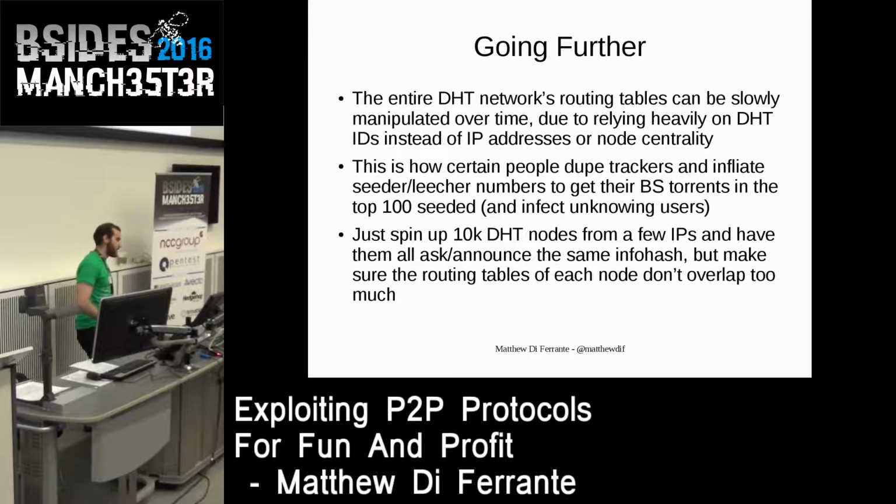So, on top of this, the entire DHT network's routing tables can be slowly manipulated over time by somebody who has enough resources or the right know-how about differential changes in routing table topology depending on activity. Most clients rely heavily on DHT IDs, those SHA-1 hashes that you just randomly generate, instead of IP addresses. Obviously, partly this is an effect of the internet, because there could legitimately be many different clients behind one IP address.